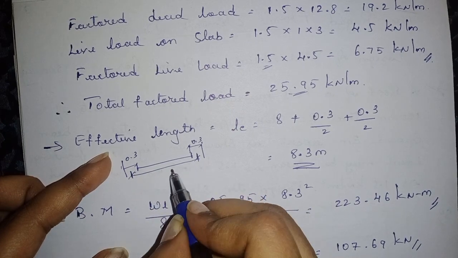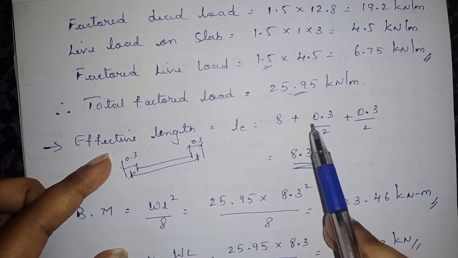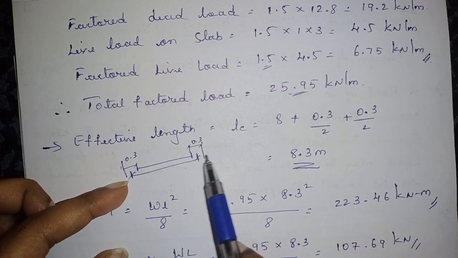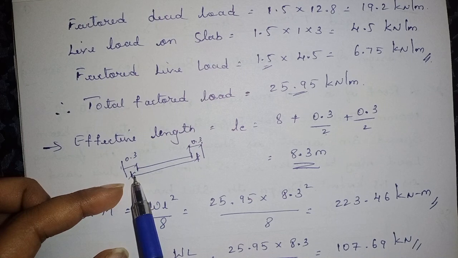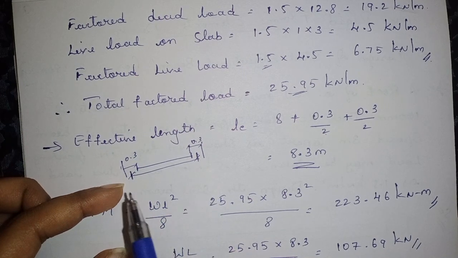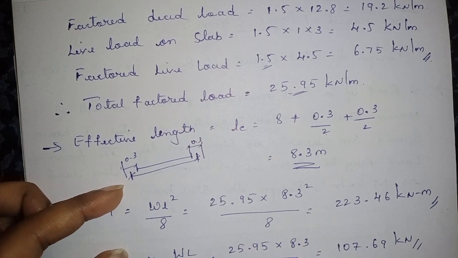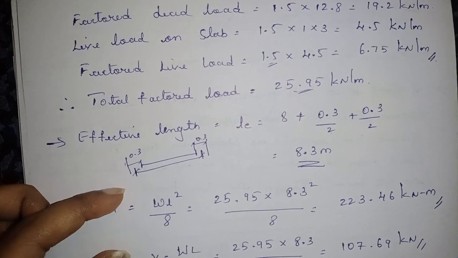So how do you calculate this? 8 meters plus 0.3 divided by 2 plus 0.3 divided by 2. So you will get the mid to mid distance. Got it, no? So you will get it as 8.3 meters.